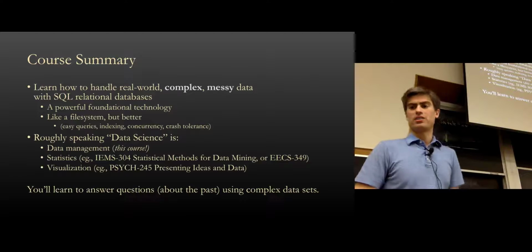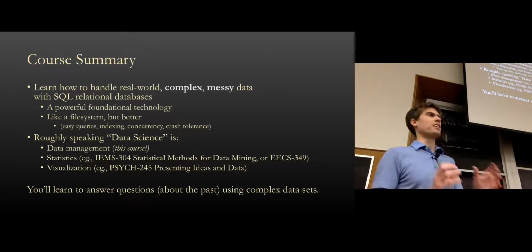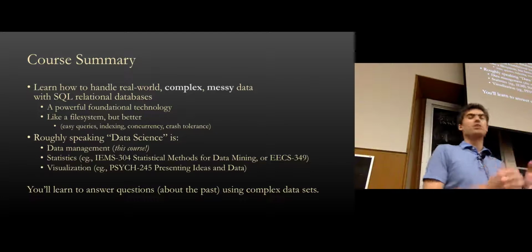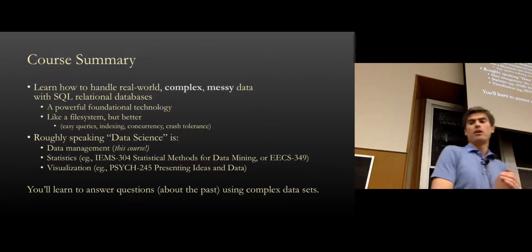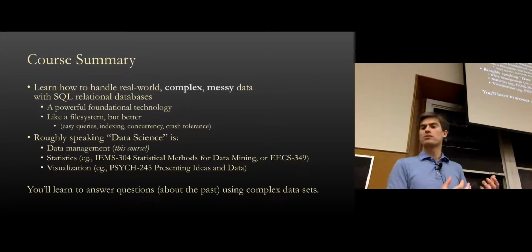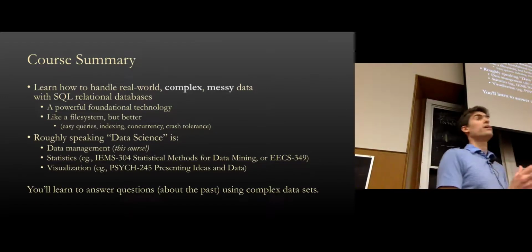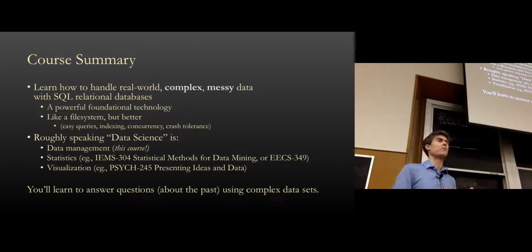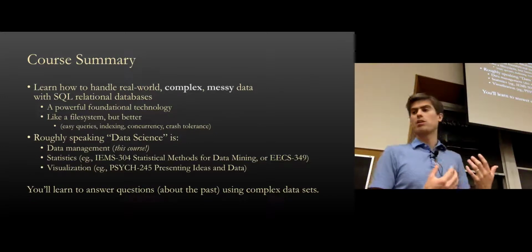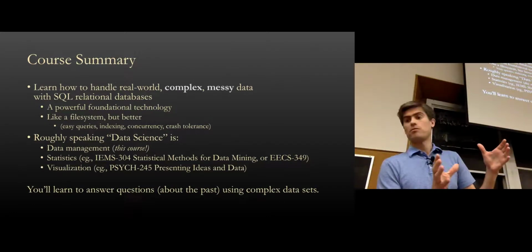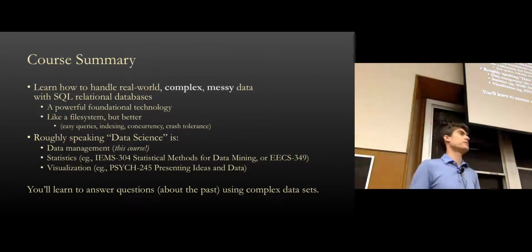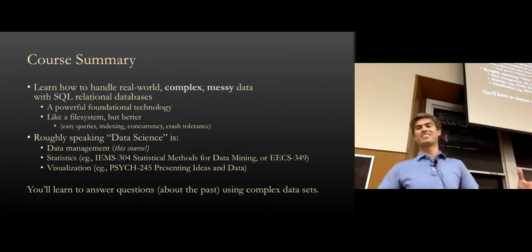So another way to look at this course is that it's a small piece of data science. Maybe not a small piece, but a portion, maybe a third of data science. It's the data management part. Data science is also statistics, such as IAMS 304. Some of you have taken that or will take that, in statistical methods for data mining. We also have some courses in the EECS department, like 349, which is on machine learning. So statistics are an important part of data science. We're not going to cover statistics, but we're going to talk about just the data, which is a prerequisite for really doing statistics with that data.